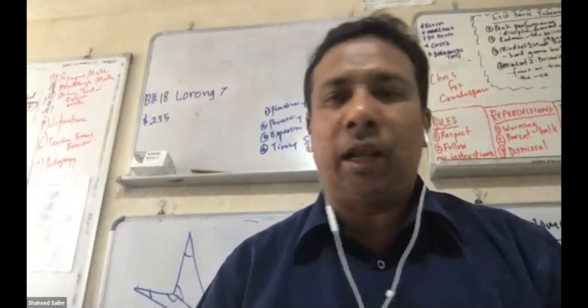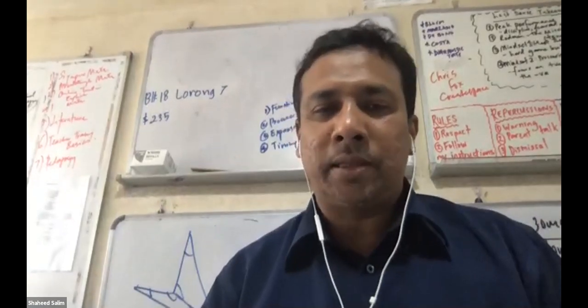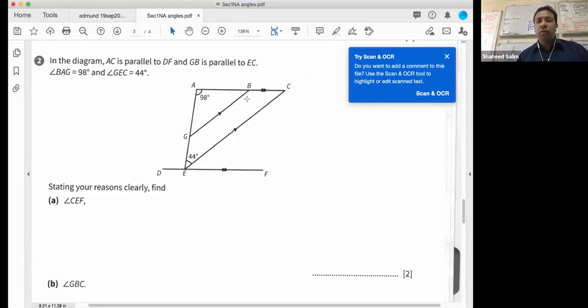Now look again at the question. Take another look. You want to find GBC. This is a 4-sided figure, right? You think you know how to do it? You can find this one here. Then you can find this one. If you can find 1, 2, you can find this one. Then you can find this one.